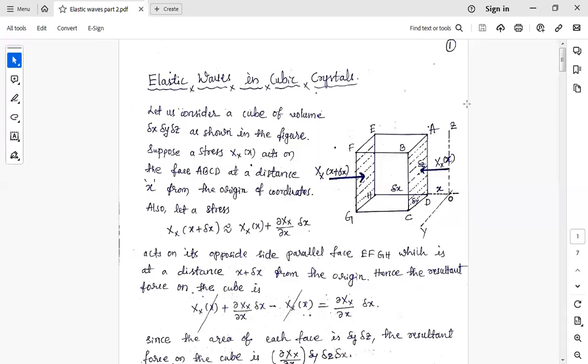Hello, students. Welcome back to this chapter on elastic waves. In the last session, I discussed the propagation of elastic waves in a cubic crystal.